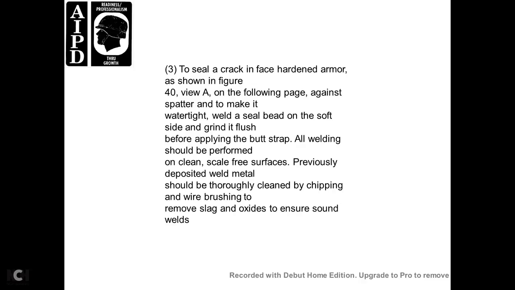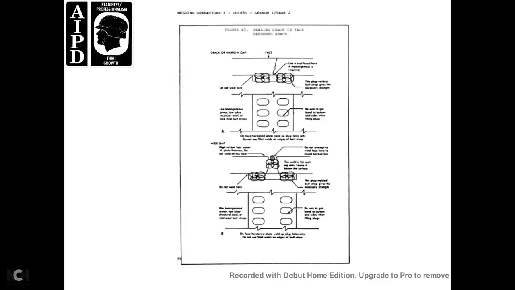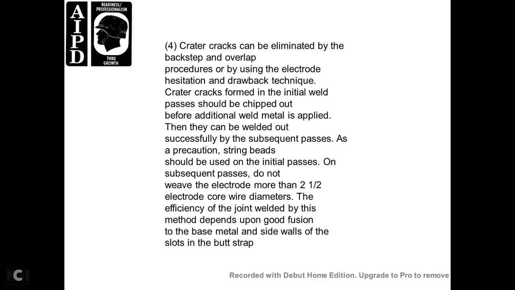All welding should be performed on a clean, scale-free surface. Previously deposited weld metal should be thoroughly cleaned by chipping, wire brushing, and removal of slag oxide to ensure sound welds. Figure 40 shows the sealing crack in the face of the hardened armor. Crater cracks are eliminated by the backstep overlap procedure, using the electrode hesitating drawback technique. Crater cracks in the form of the initial weld should be chipped out and additional weld metal applied. They can be welded out successfully by subsequent passes.